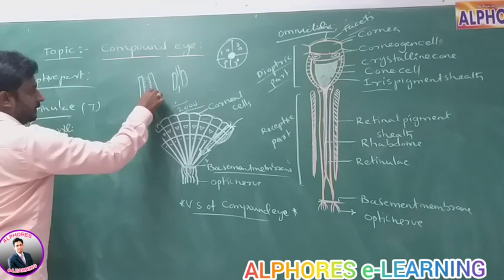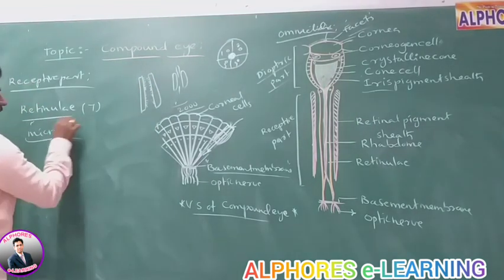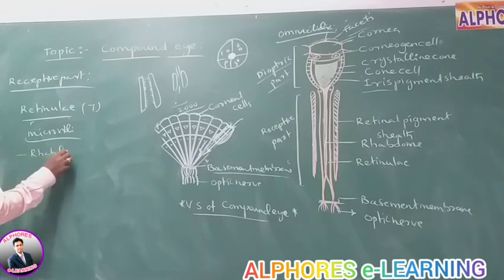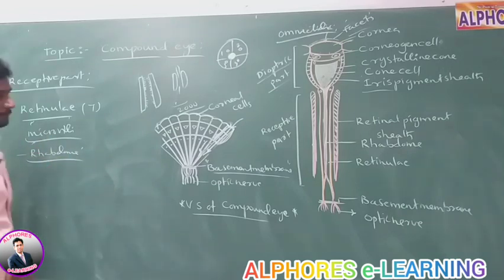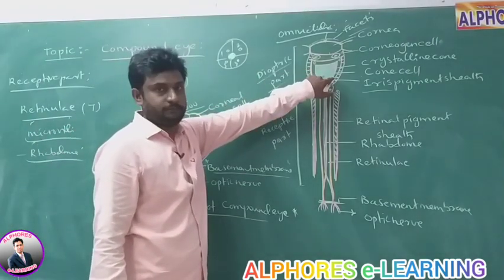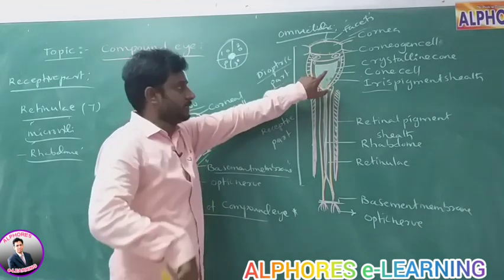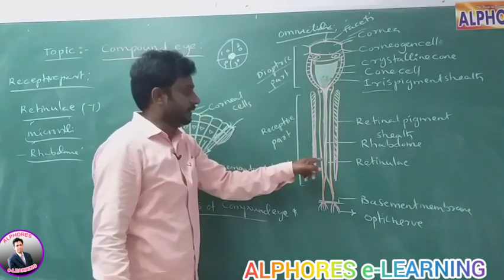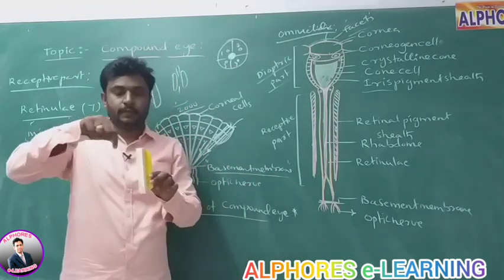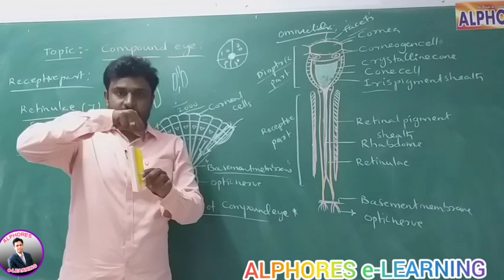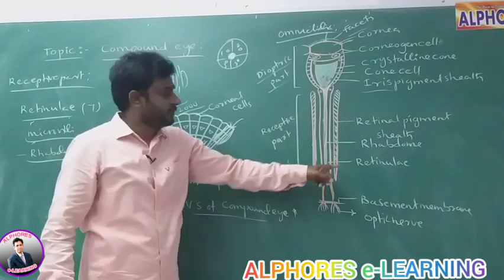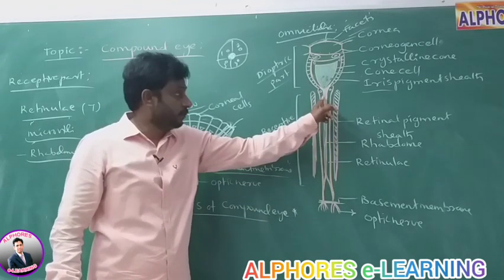All these are fused to form one structure in the center called rhabdome. This part is called rhabdome. Here, cone cells surround the crystalline cone. Cone cells are 4, and in the center the crystalline cone is present. Same like that, retinular cells are 7 in number. They are present like this, 1, 2, 3, 4, 5, like this, 7. In the center of the retinular cells there is one structure which is called rhabdome or rhabdomere.